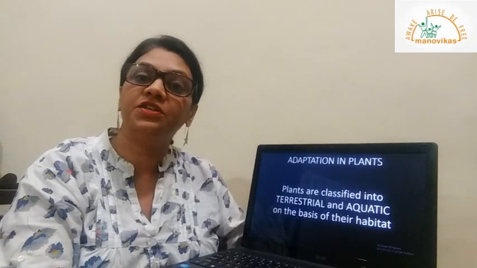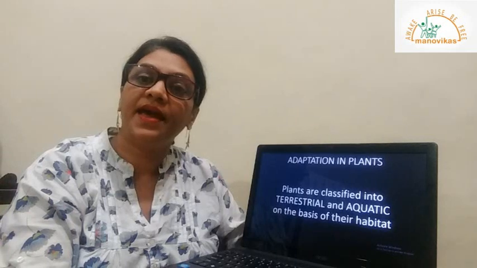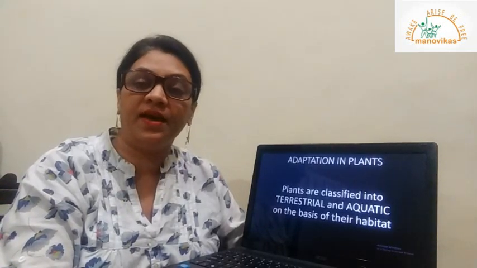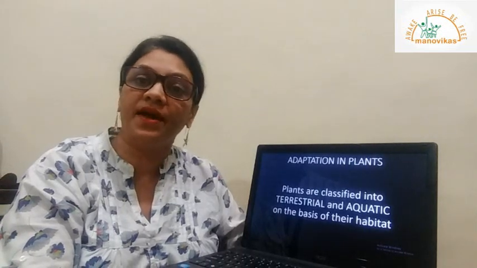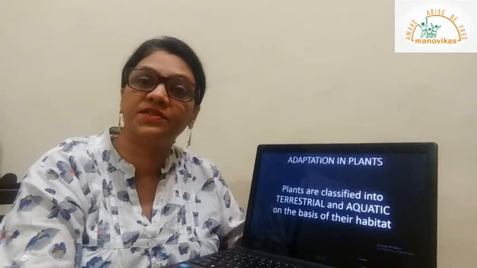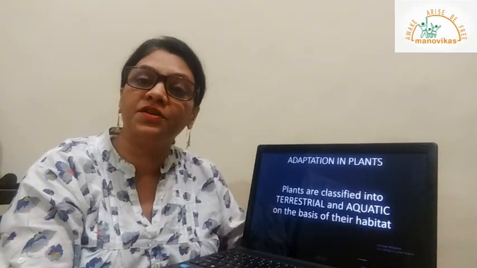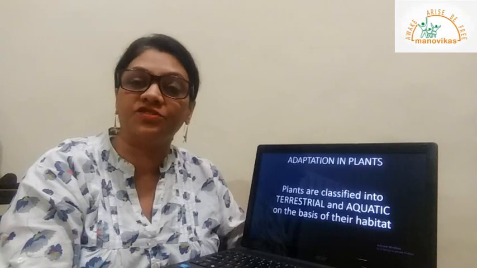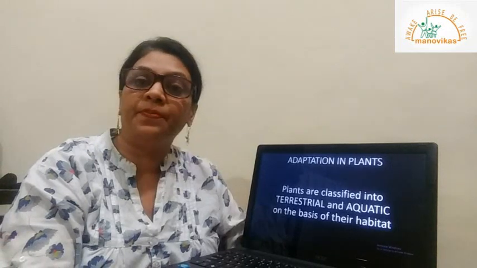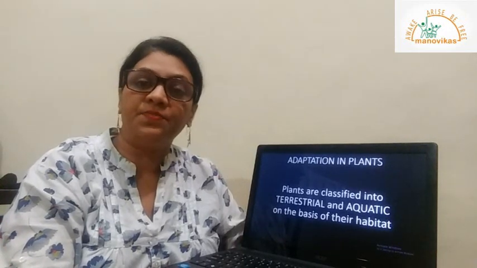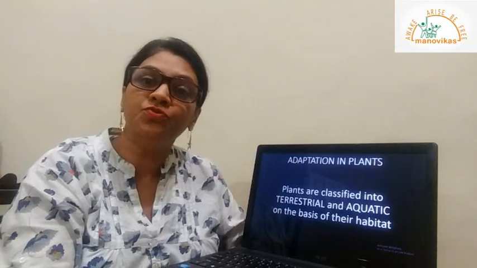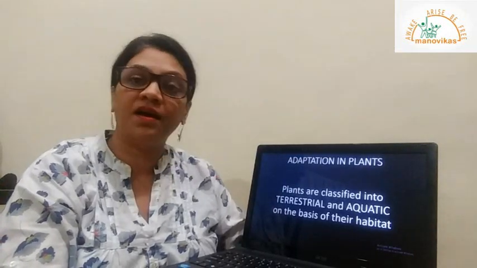Adaptation is the special features that plants and animals possess to be able to survive in their natural surroundings or their habitat. So today we are going to see what are the special features that plants have in order to survive in their natural surroundings. So depending on where the plant lives, that is depending on its habitat, plants are classified into terrestrial and aquatic.